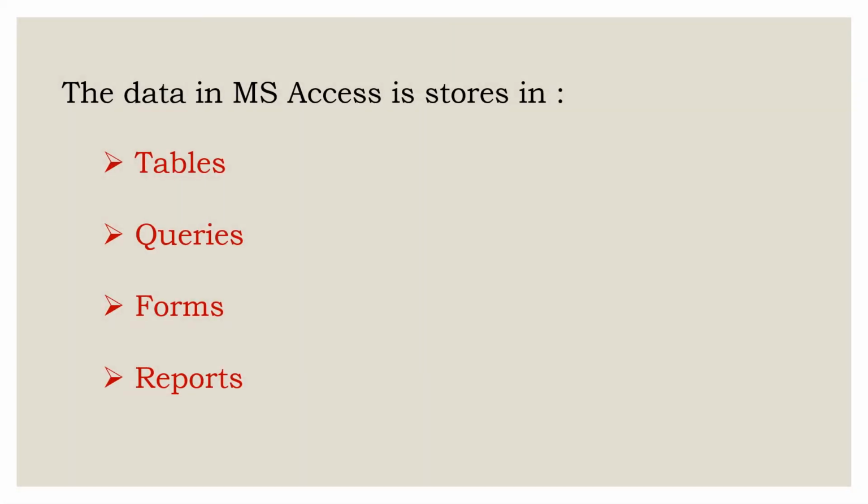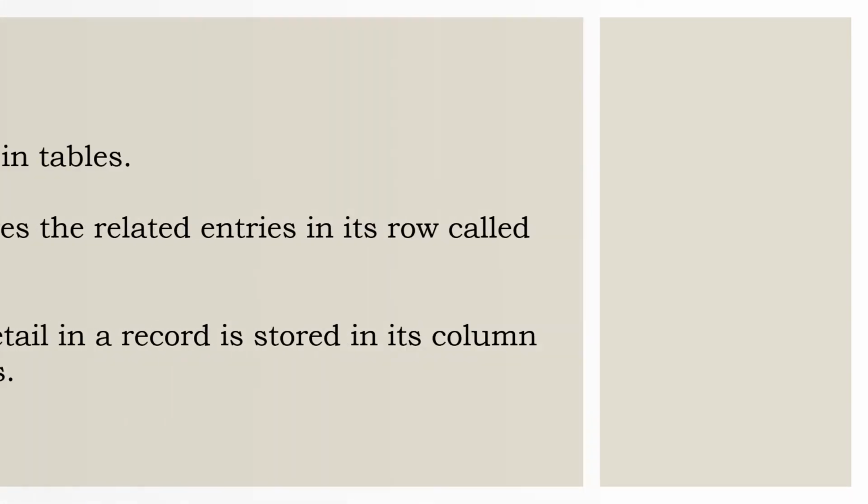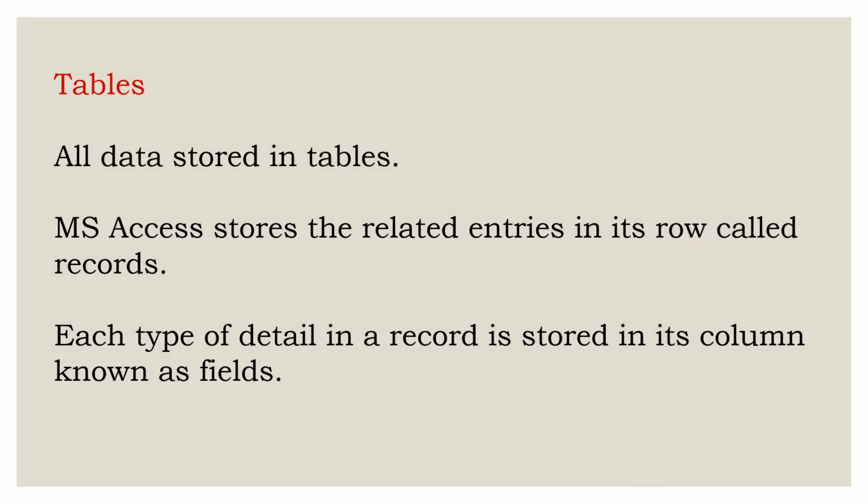The data in MS Access is stored in tables, queries, forms, and reports. First, we can start with tables. All data is stored in tables. MS Access stores the related entries in a row called a record. Each type of detail in a record is stored in a column known as a field.